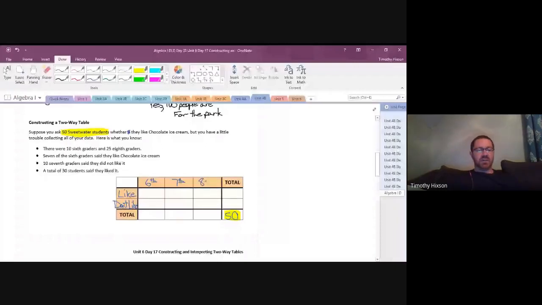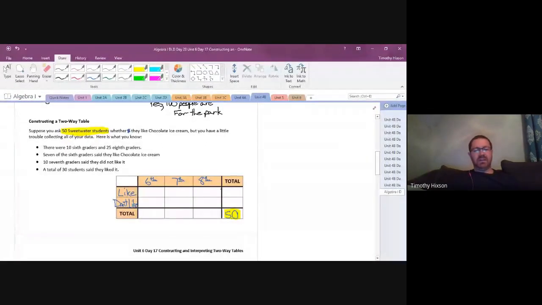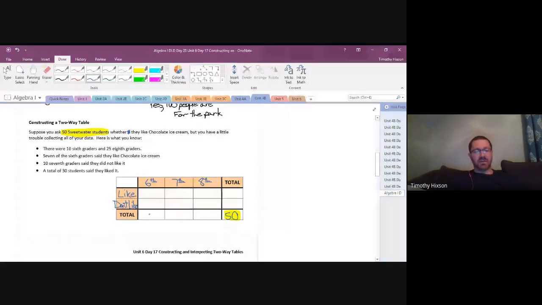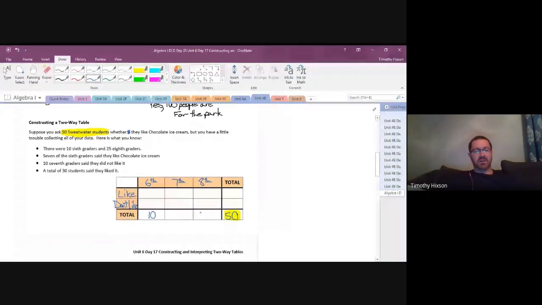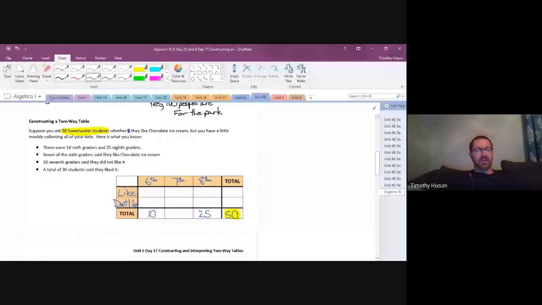Now we can start filling in some of the gaps of what we were told. There were a total of 10 sixth graders, so the total of this column is going to be 10, and 25 eighth graders, so the total of this column is going to be 25.